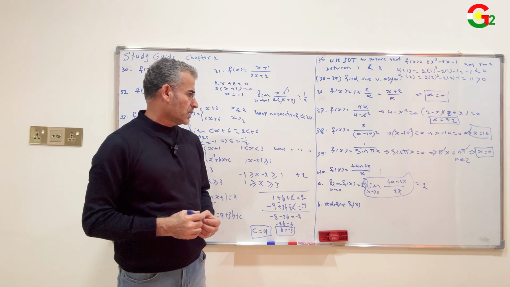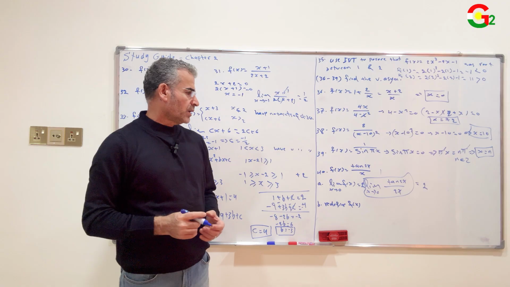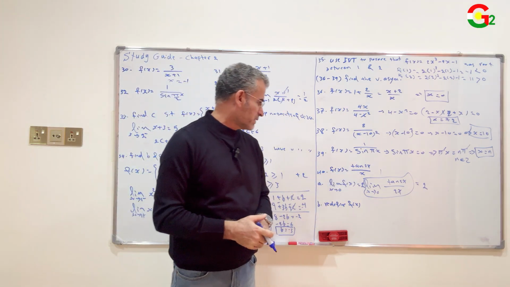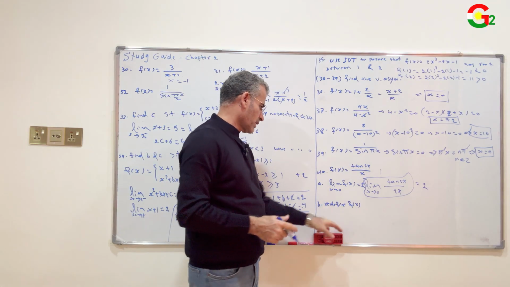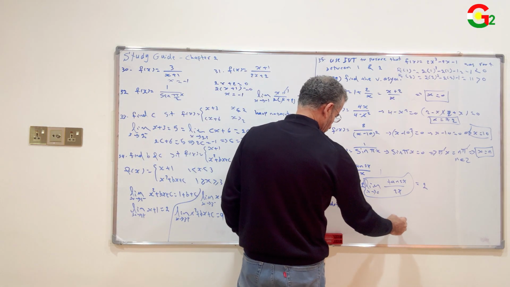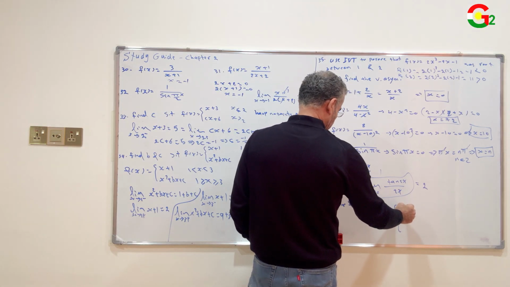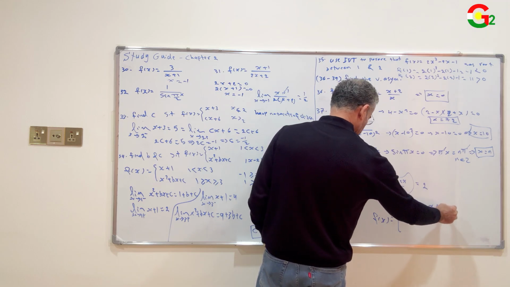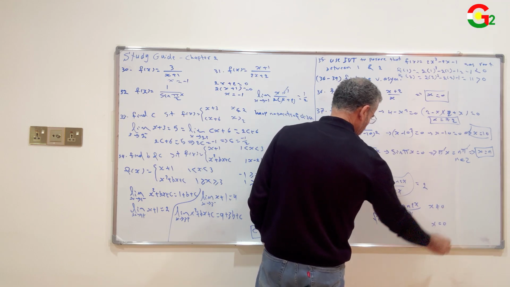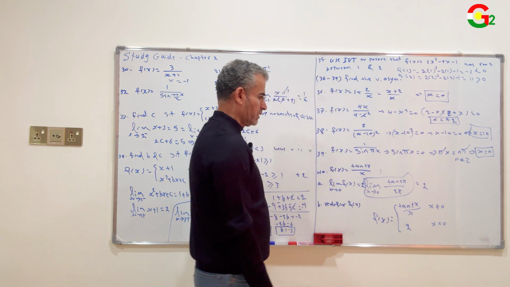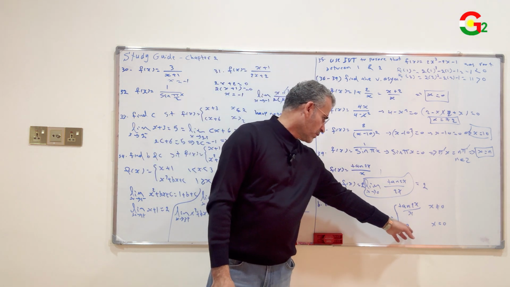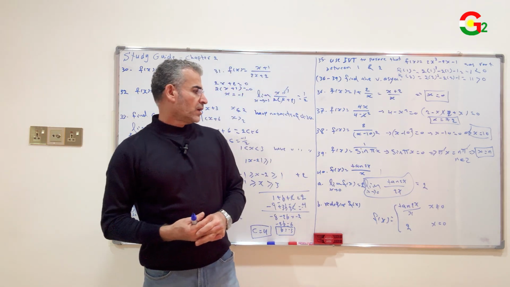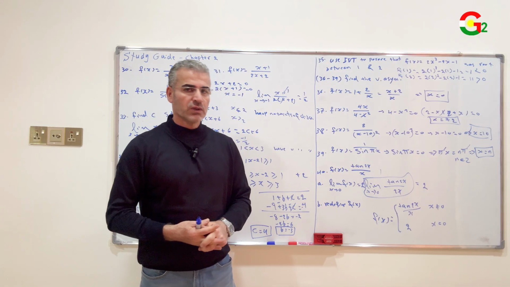This function is not continuous at 0 because 0 is not in the domain of this function, but we can redefine this function as f of x equal to tan 2x over x when x is not equal to 0, and 2 when x equals 0. Then the function is continuous. f of 0 is 2, the limit is also 2, then the function is continuous when x equals 0.